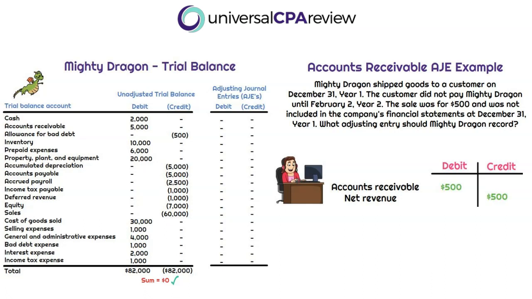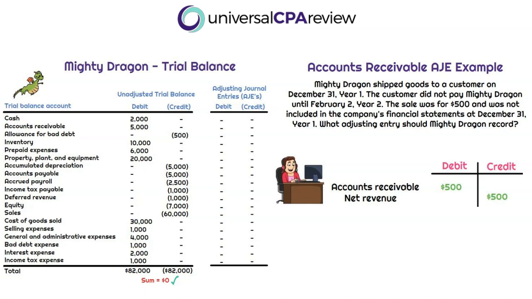Well, guess what? We're going to have to record both the receivable and the revenue. So that's just going to be a debit to accounts receivable for $500, and then we would credit net revenue for $500, right? In both cases, the debit increases accounts receivable and the credit increases revenue, right? So that adjusting journal entry would properly include this sale in the company's adjusted trial balance so that when they create the financial statements, they have this revenue and receivable recorded.